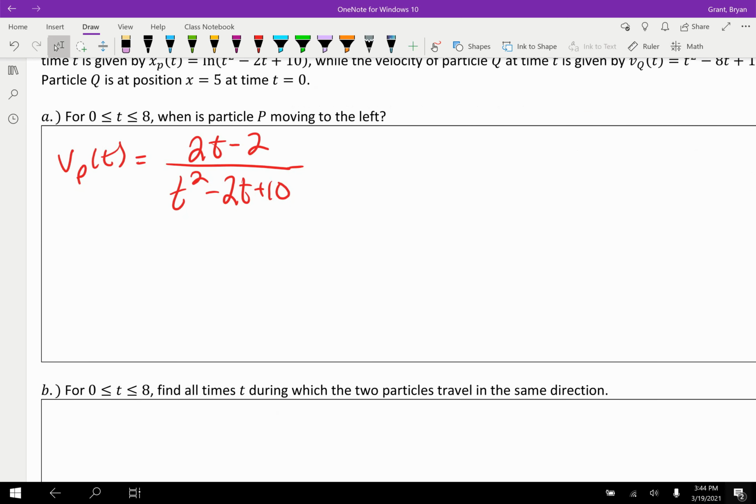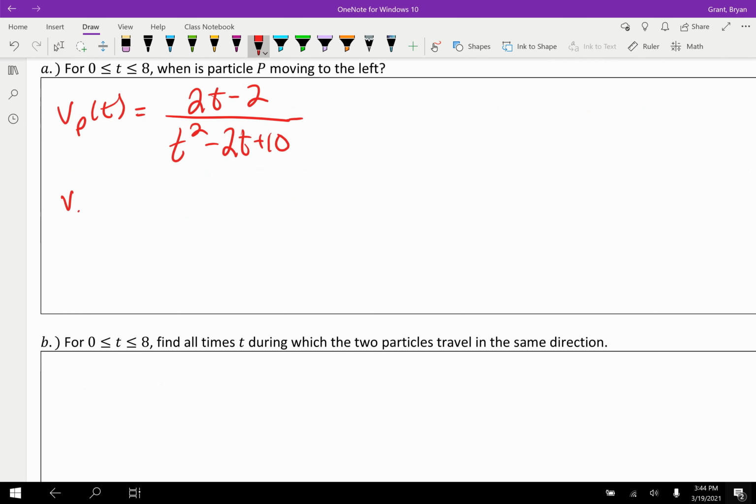Moving to the left, well, the easiest way to determine where a particle is moving to the left is first to determine where the particle is stopped. So to find where the particle is stopped, we need to go through and determine where the velocity is zero. We should also determine where the velocity is undefined, and we're going to have a little side conversation about that shortly, but let's start with the easy one.